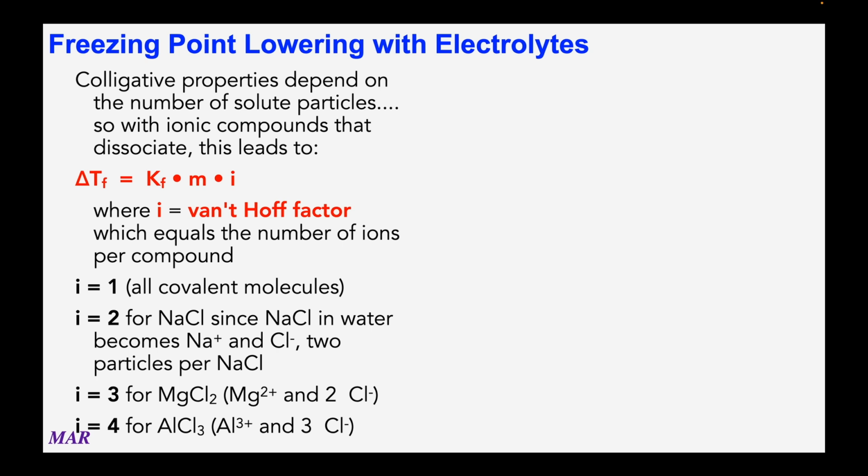However, sodium chloride breaks up into Na+ and Cl-. 2 particles, 2 ions per NaCl. So the Van't Hoff factor would be 2 because you have 2 pieces for every NaCl that breaks up. That's why your i factor is different. Now for magnesium chloride, you'd have a magnesium 2+ and 2 chlorides in solution. So 1 magnesium and 2 chlorides, 3 pieces total. The i factor is 3. So notice that you're adding up the number of ions to find the i factor. Aluminum chloride would be 4 because you'd have aluminum and 3 chlorides for 4 particles total, and it does affect freezing points, boiling points, stuff like that.